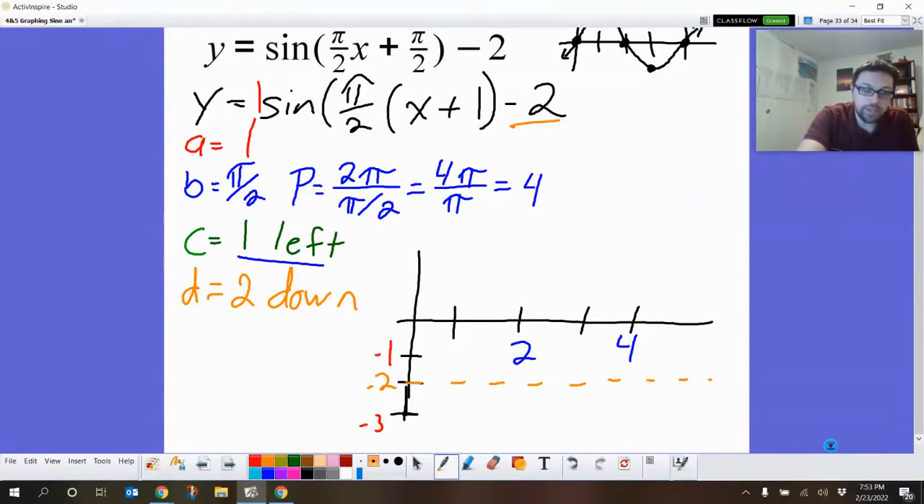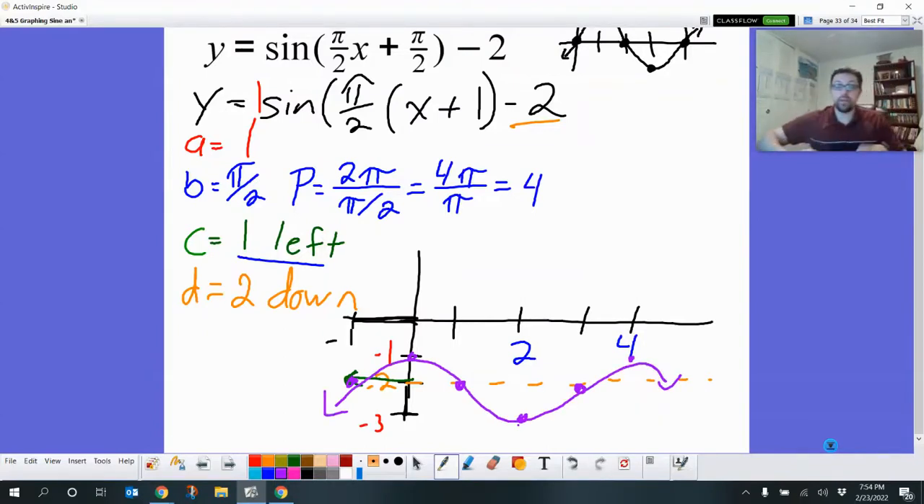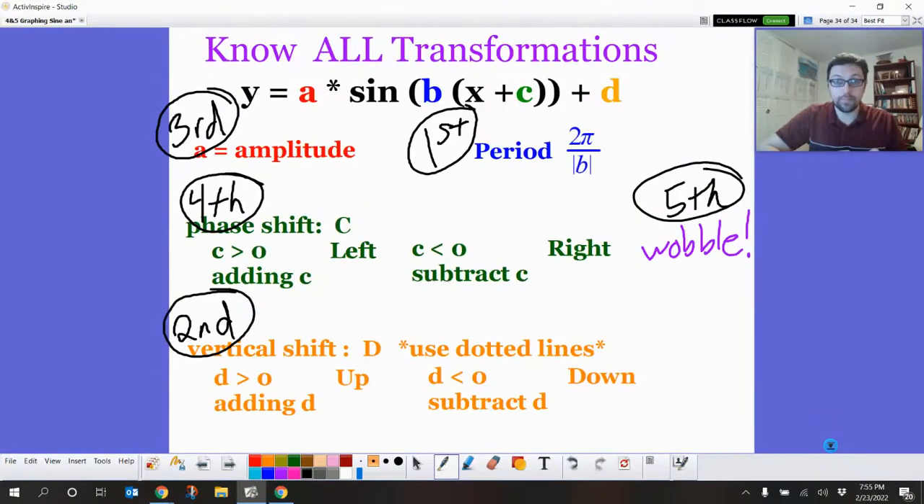And then we want to shift 1 to the left. I don't have space over here. Once we got there, time to do our pattern. So on, up, on, down, on, and an extra up just for fun. And there is our sinusoidal curve. So ends our sinusoidal transformation video.